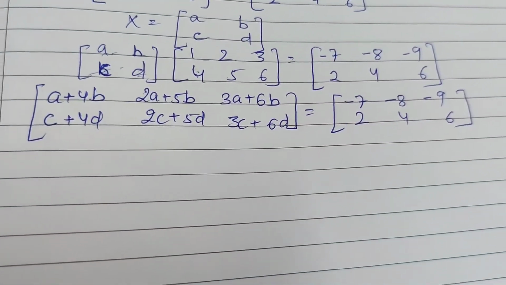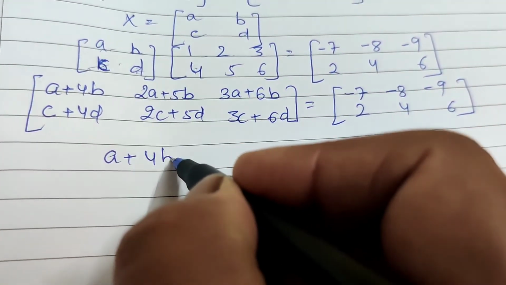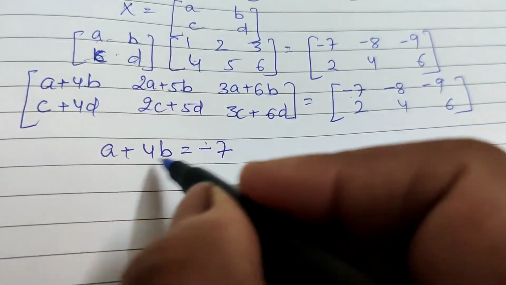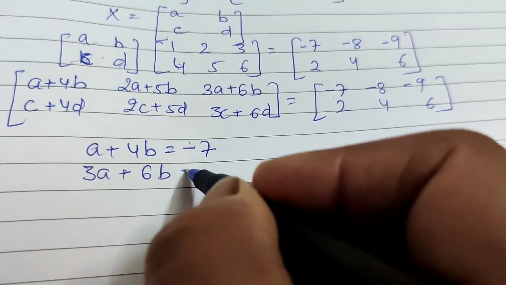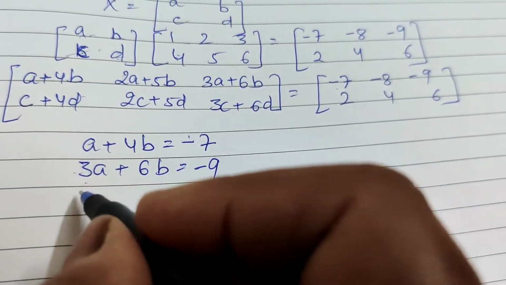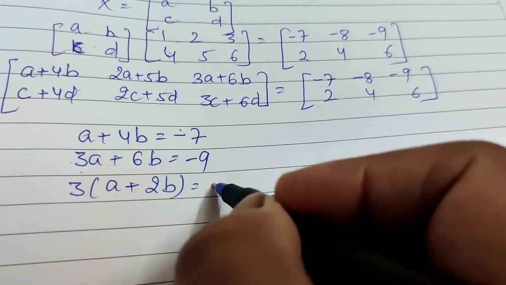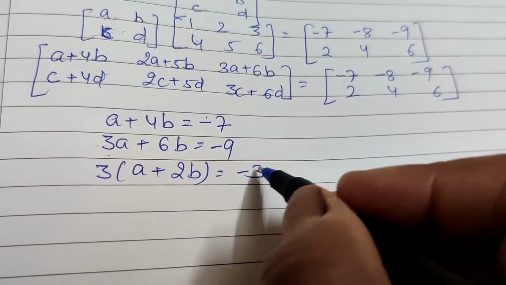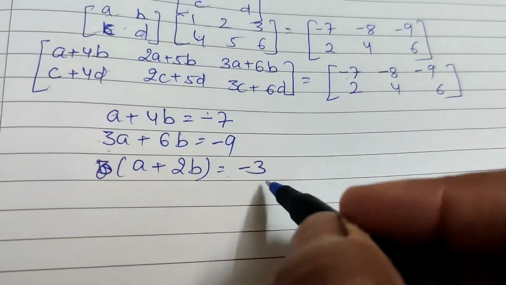Just equate the entries. From the first, A plus 4B equals minus 7, and 3A plus 6B equals minus 9. I am taking these two. Now take 3 common and divide by 3. I get A plus 2B equals minus 3.